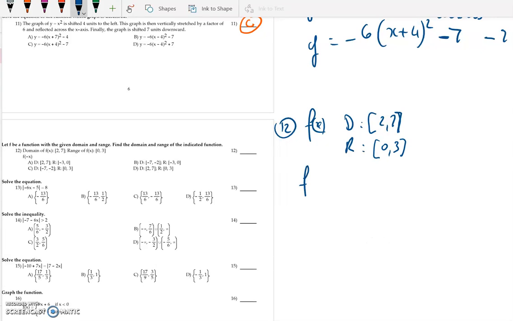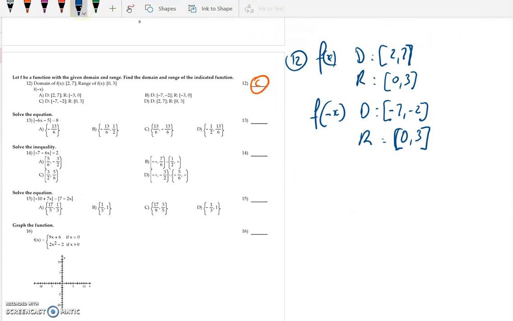And we are calculating f of negative x. What is the domain for f of negative x? Well, in that case, the domain is going to be [-7, -2], and the range is going to still be [0, 3]. Okay, 0 and 3. And so the answer is supposed to be C.